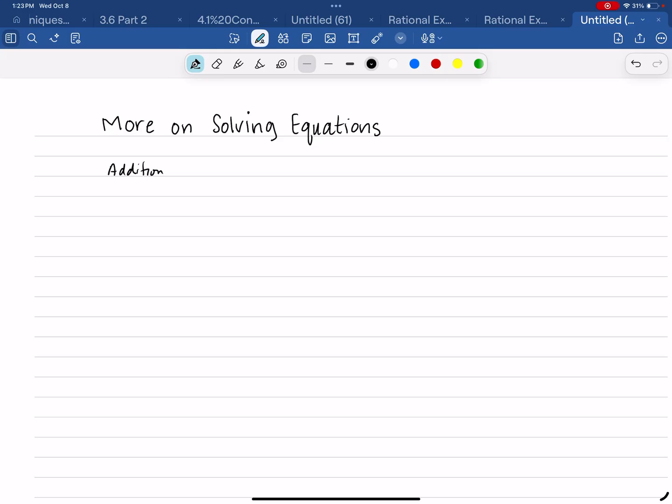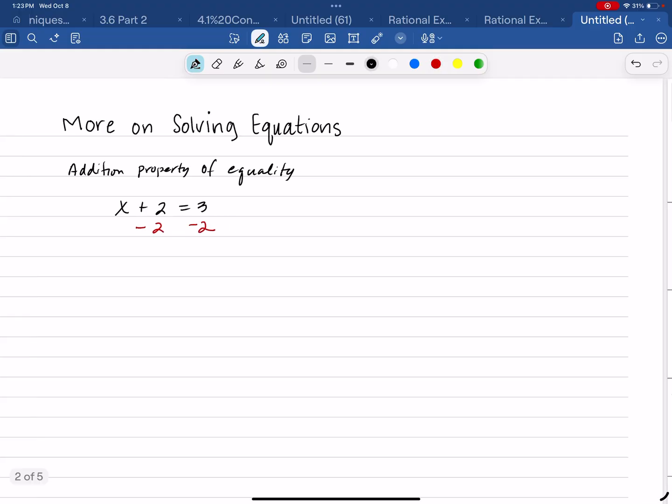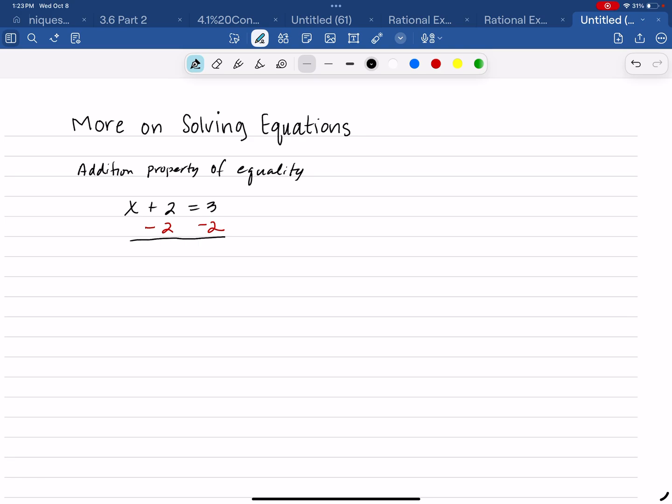property of equality. So that's the one where if you have something added to a variable, you can solve the equation by subtracting that number from both sides. Or you can do subtraction as well. So subtraction is covered under this property.